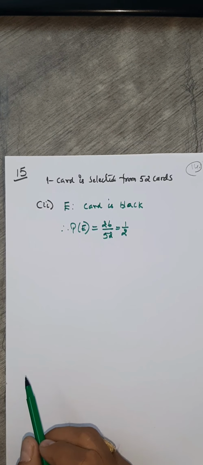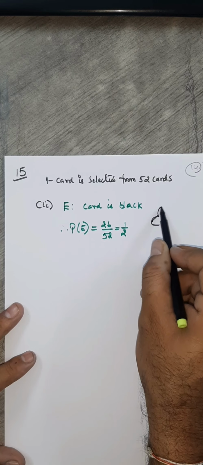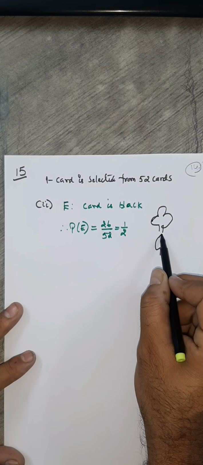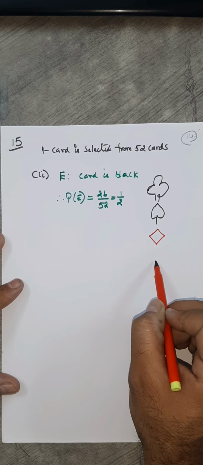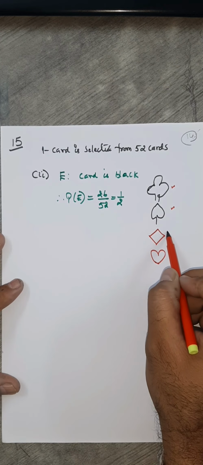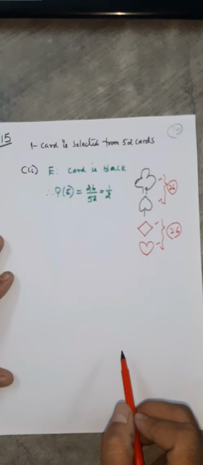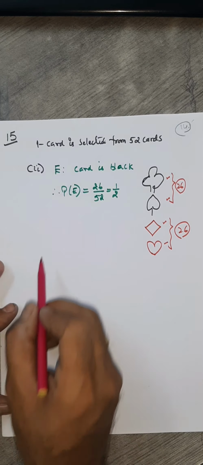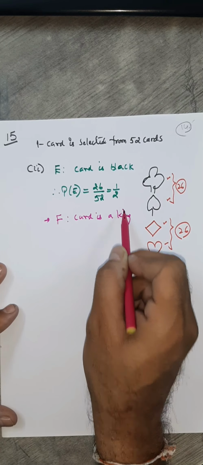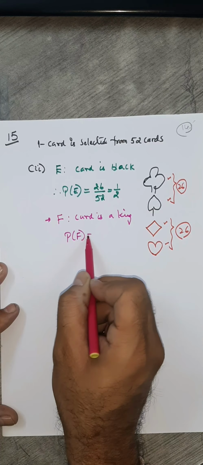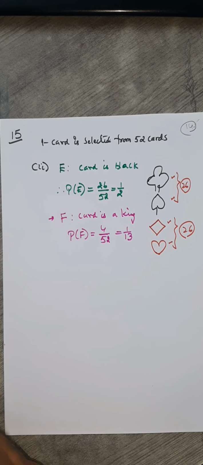We know that if you observe these 2 here, the cards of spade and club, these 2 are of black color, and the other 2 categories, diamond and heart, are of red color. So 13, 13, 13, 13. So this is 26 of black color, this is 26 of red color. We know it, just to remind you. Okay, the next, what's the next question? Event F. Event F is nothing but the card is a king. You know, 1 from each of these. So the probability of F will be, there are 4 kings, so 4 by 52, which is nothing but 1 upon 13.